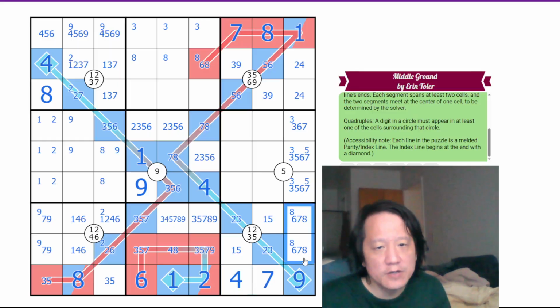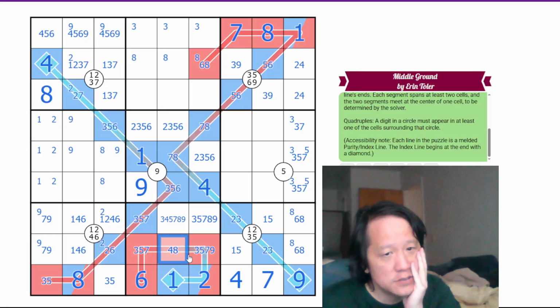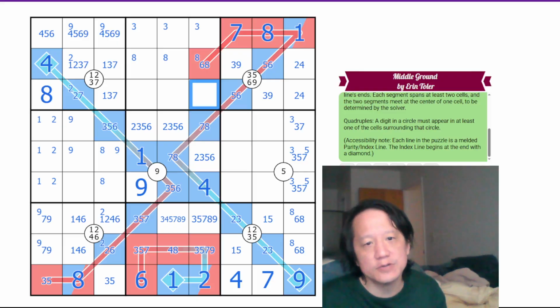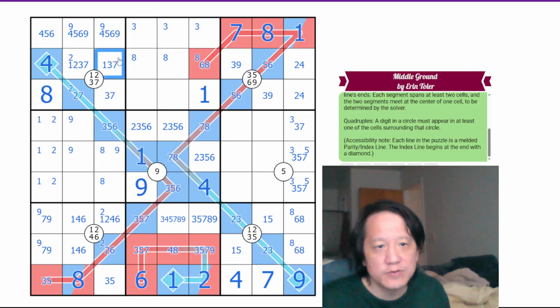Four and 7 here. This can't be 7. This is 6, 8 as a pair. No 6 here. I mean, that seems like it works, unfortunately. One cannot be here, so 1 has to be there. That limits 1 from there.